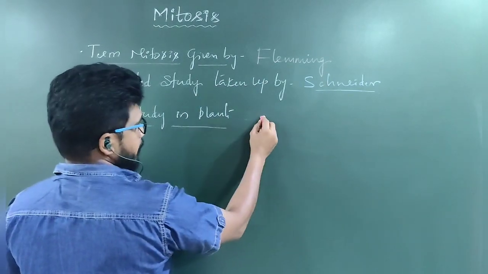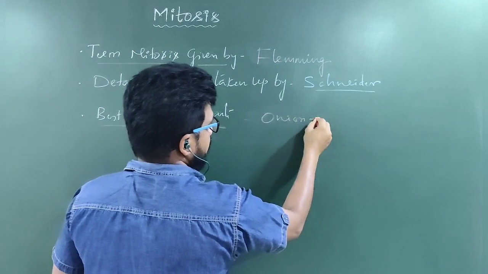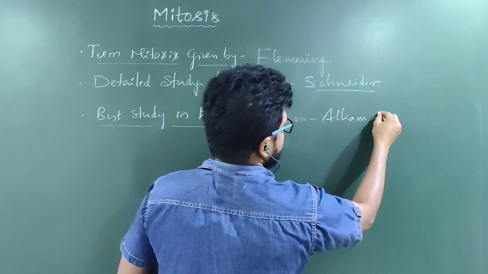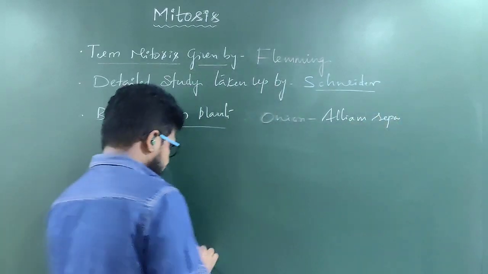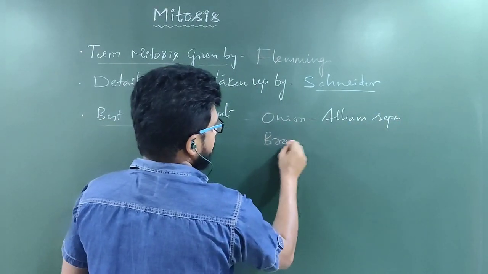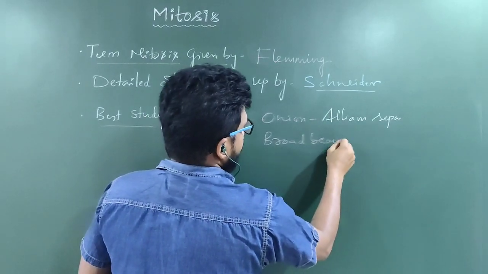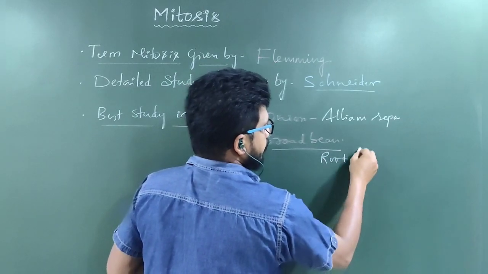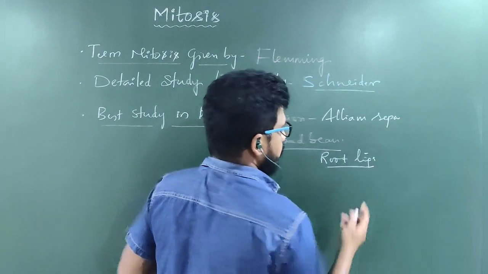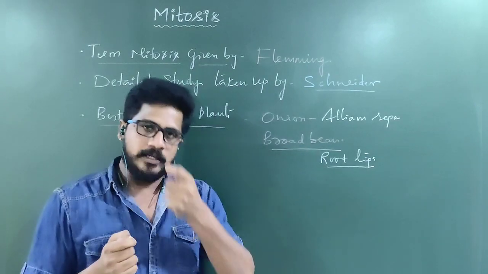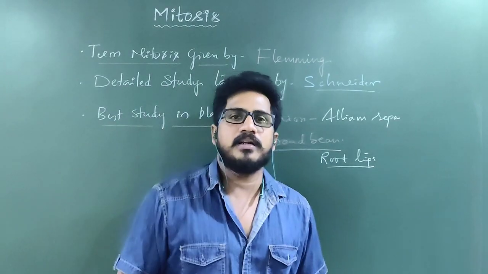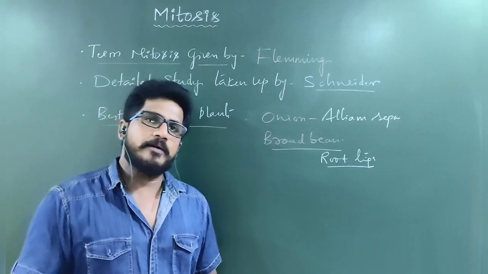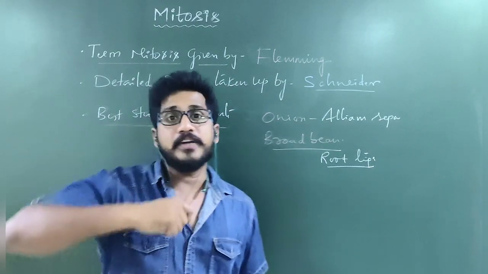So, in the case of plants, onion, scientific name Allium cepa, as well as broad beans. In these two root tips, if we cut the root tip section and stain it with some color, and make slides just like smears and observe under the microscope, we can see different stages.